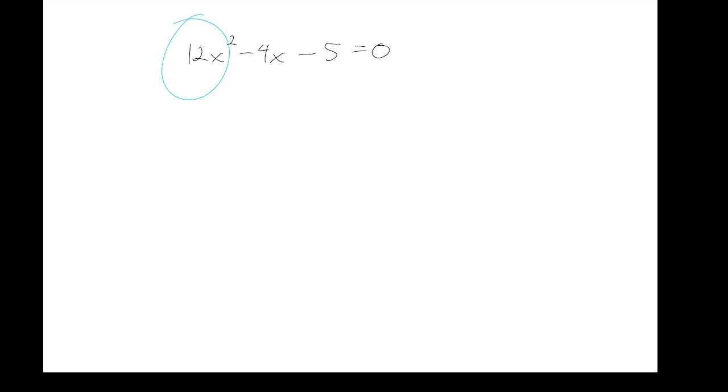Or we could use the quadratic formula. This is in the standard form, so we need to know what our coefficients a, b, and c are. So a here is equal to 12. B is equal to negative 4. And c is equal to negative 5.